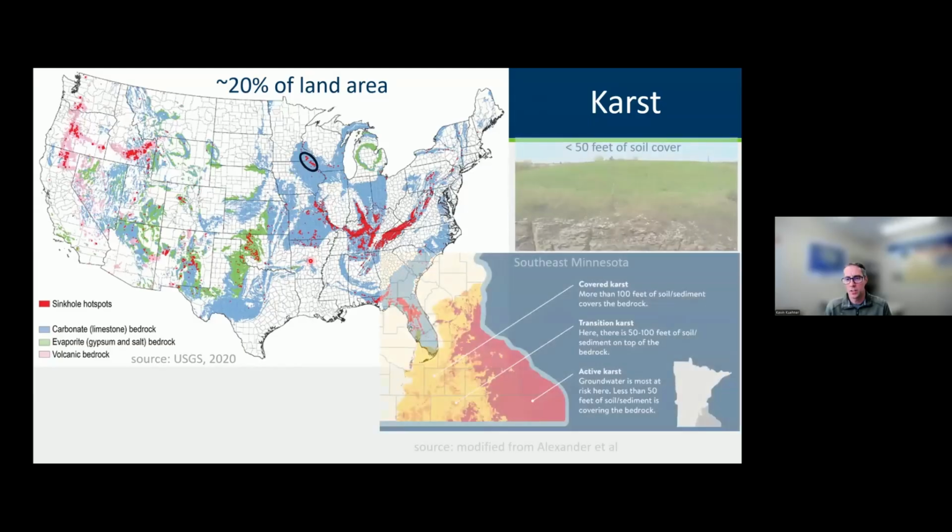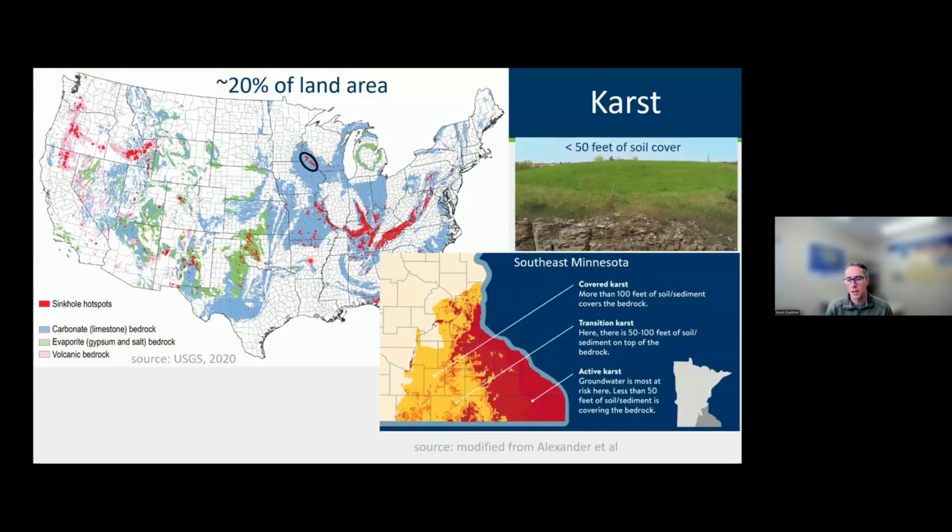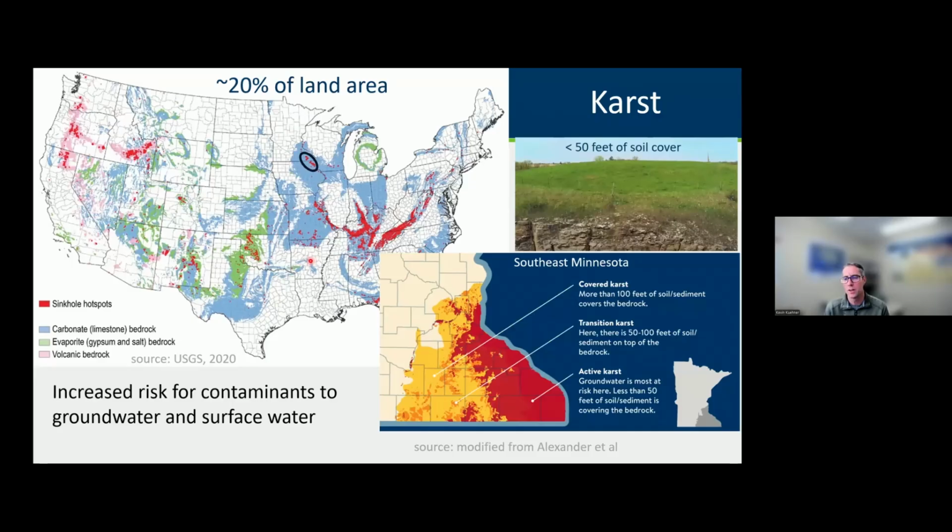But if you start looking at the details here, especially for southeast Minnesota, we have what's called covered karst and we have active karst. And it's that active karst, where we have typically less than 50 feet of soil cover over that fractured bedrock, that can cause some concerns, obviously, from a water quality standpoint. And this can create an increased risk for contaminants to groundwater and surface water.